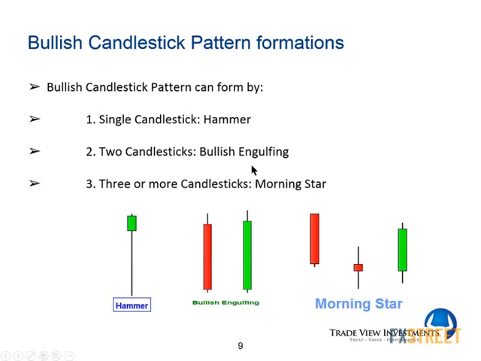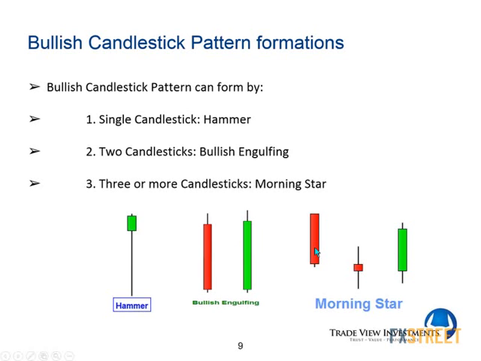Now, two candlesticks: bullish engulfing. Bullish engulfing is a pattern in which the second candlestick, which of course has to appear at the end of the bearish run, has a body that engulfs the first candlestick body completely. So that is a bullish engulfing. This is extremely powerful. If the second candlestick body also engulfs the first candlestick's wicks, that is even stronger.